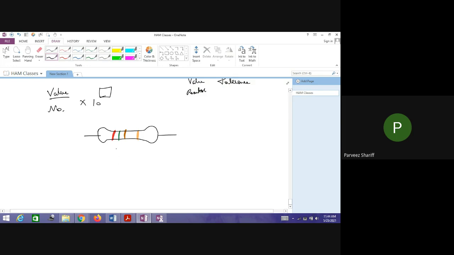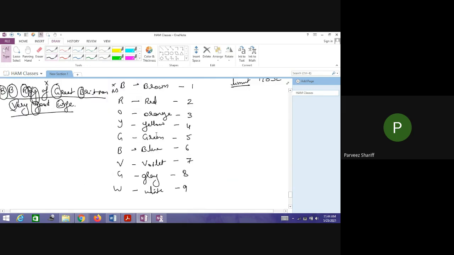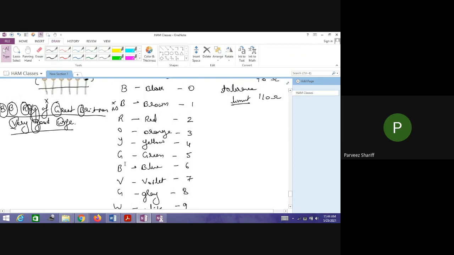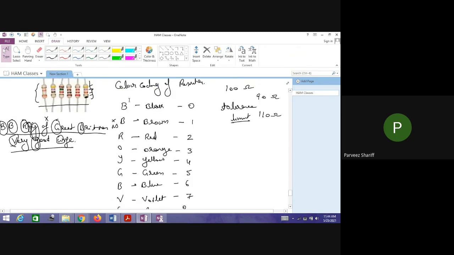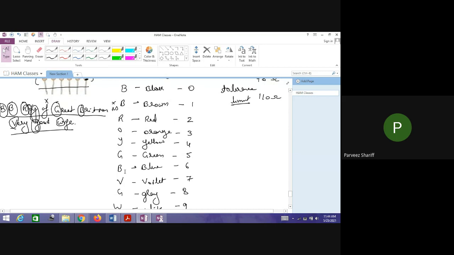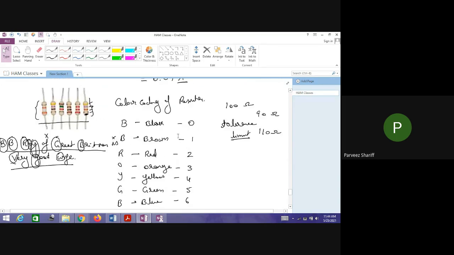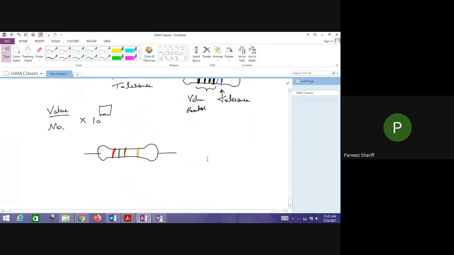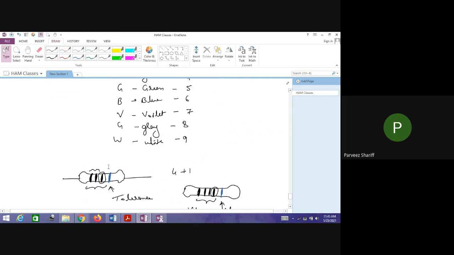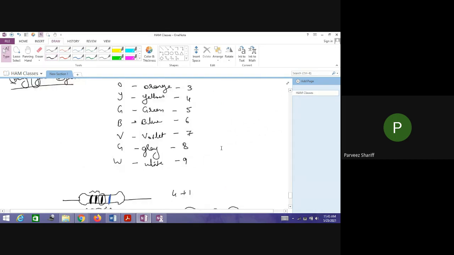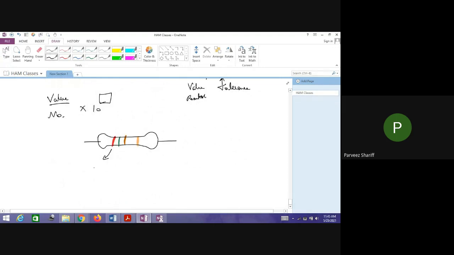Now from this chart, whatever we have written, B.B. Roy of Great Britain is very good wife. The colors are black, brown, red, orange, yellow, green, blue, violet, gray, and white. Each has its own value. Now here, there is a red color. So what does red represent? What is the value from the table? It is 2. Let us write it as 2.